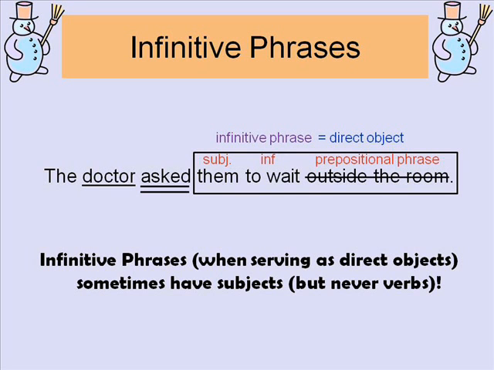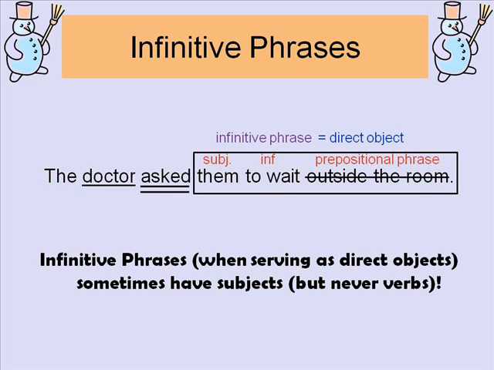Okay, let's look at another one here. The doctor asked them to wait outside the room. Okay, outside the room is a prepositional phrase. We can start by crossing that out. My subject is doctor. My verb is asked. The doctor asked what? Them to wait outside the room. That whole thing is the infinitive phrase, and this time it's acting as the direct object.